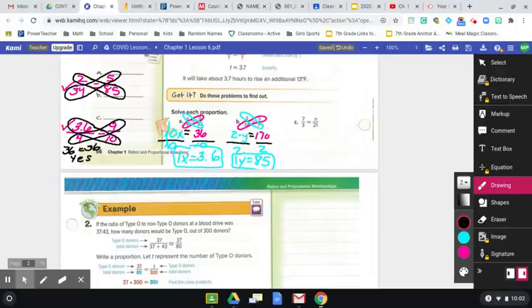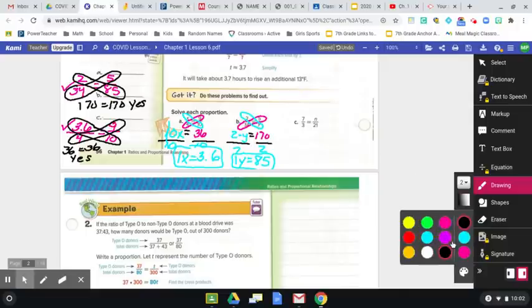So 2 times 85, I get 170. And if you do the other direction, you're going to get the exact same thing, 170. So it checks out. Absolutely, I have a proportion and I solved for y correctly. Let's come over and do letter C.